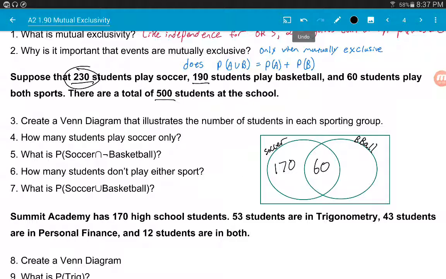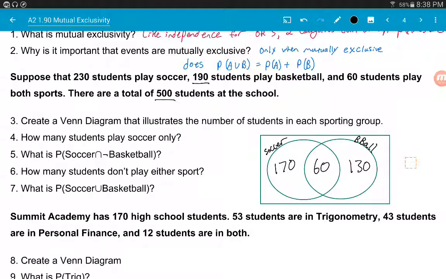Now, in order to figure out how many play basketball, there are 190 that play basketball, but there's already 60 down. So 190 minus 60 equals 130. So that's the 130 students who play basketball only.